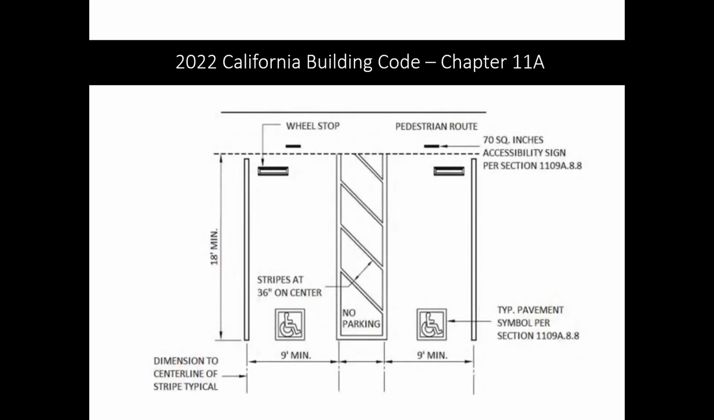But in the 2022 California Building Code, Chapter 11A on housing accessibility, we have this figure 11A-2A on double parking stalls. In this figure, there are two wheel stops shown, and they are located within the accessible parking spaces. This figure has been misinterpreted, and it sometimes creates confusion that the wheel stop is actually required based on the fact that it is shown in this figure.